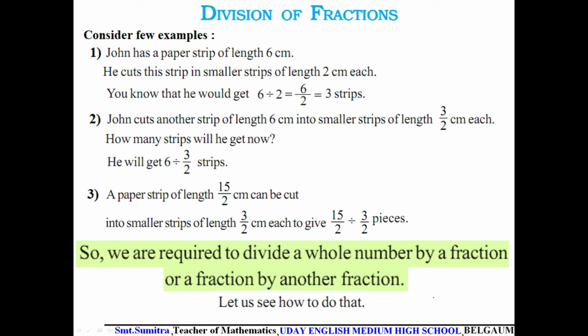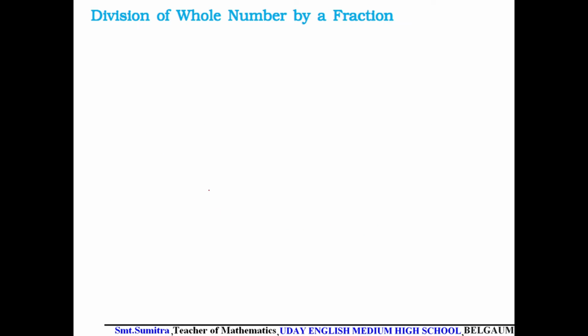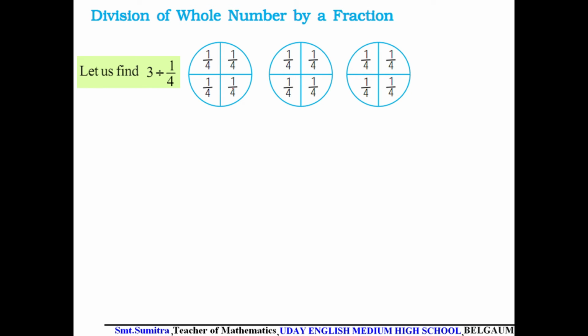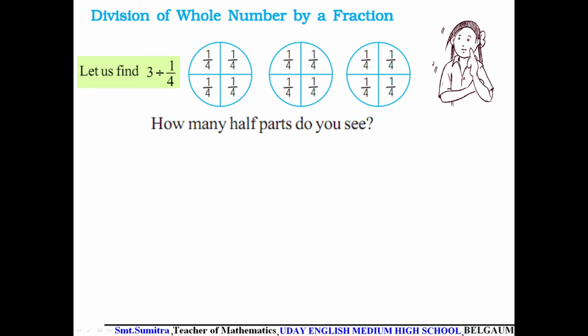I'll give a few examples. You see, division of a whole number by a fraction. Let us find 3 divided by 1 divided by 4. Here you observe 3 circles are there. Each circle is divided into 4 parts. This is 1/4 of a part. Similarly, 1/4 of the second part, 1/4 of the third part, 1/4 of the fourth part. The question is, how many 1/4 parts do you see here? Totally there are 12 parts.